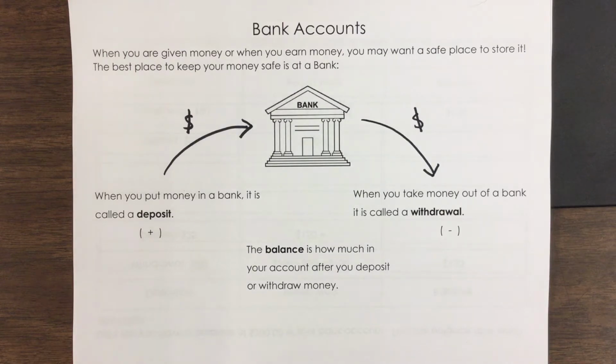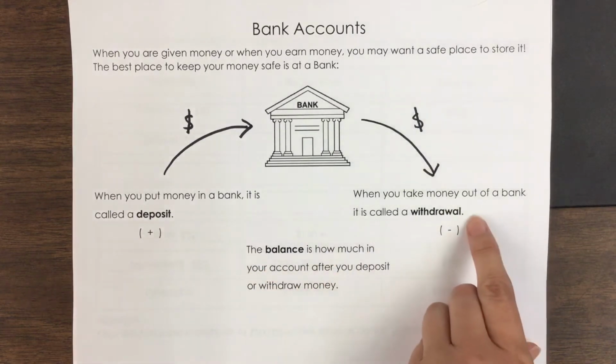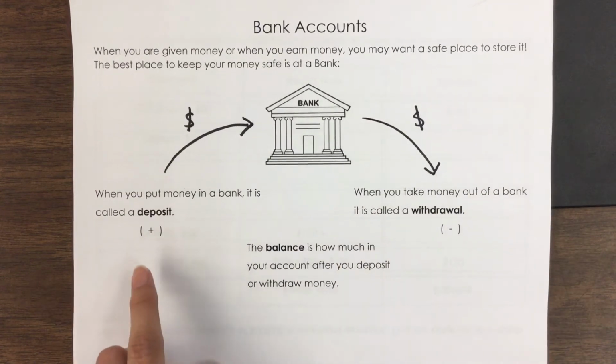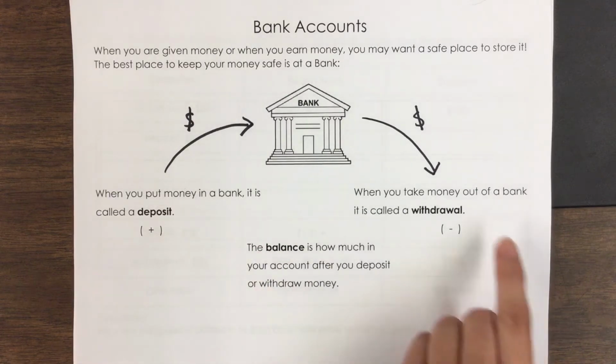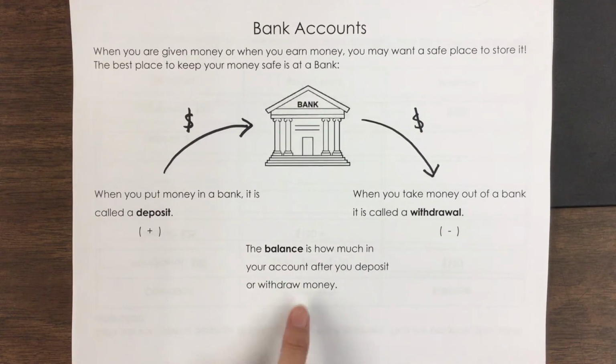You create a bank account so that you can save your money in a safe place. You deposit or put money into your bank account, or you withdraw money and take it out of your bank account. When you deposit, you're adding money. When you do a withdrawal, you are taking away money. So it's a subtraction. What is left in the end is your balance.